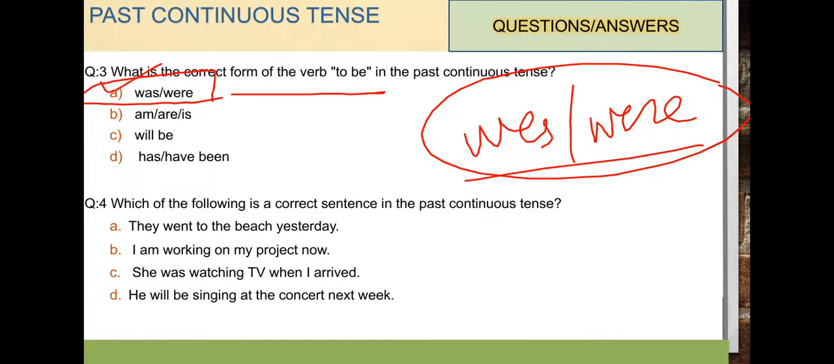Ladies and gentlemen, question number 4. Which of the following is the correct sentence in the past continuous tense? Just tell me in the comment section which is the correct answer. I will be checking it.